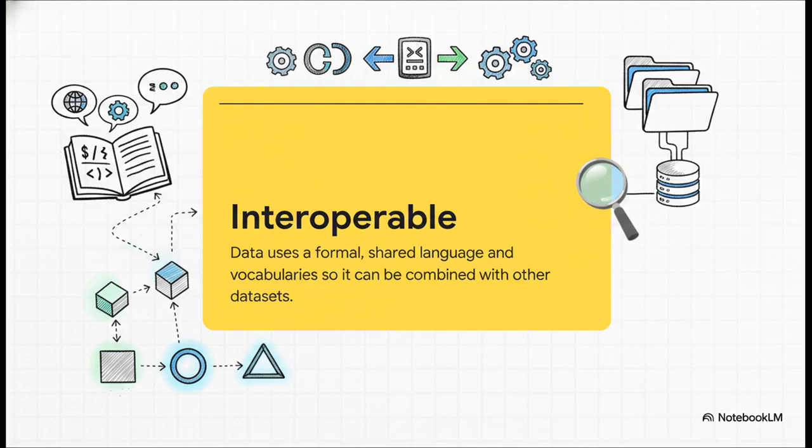Then we've got I for interoperable, and this one is all about speaking a common language. So if findable is like knowing a book exists in the library, interoperable is making sure that when you open that book, it's written in a language you can actually read. In data terms, that means using standard file formats and vocabularies so your data can be easily combined and analyzed with other data sets, even automatically.